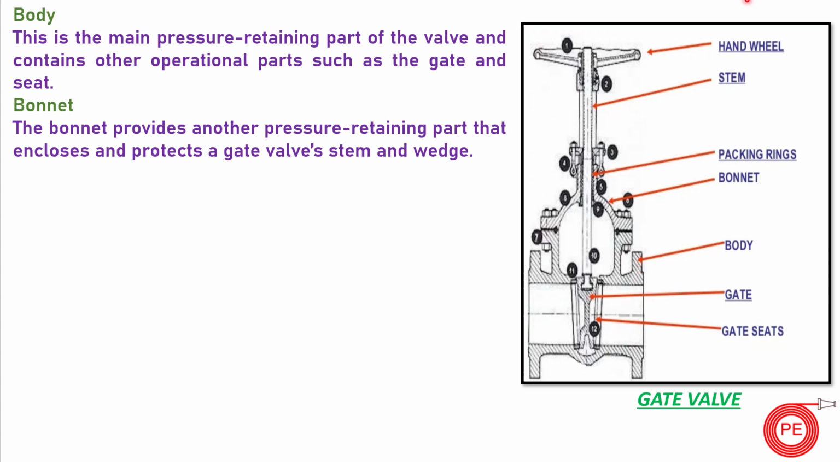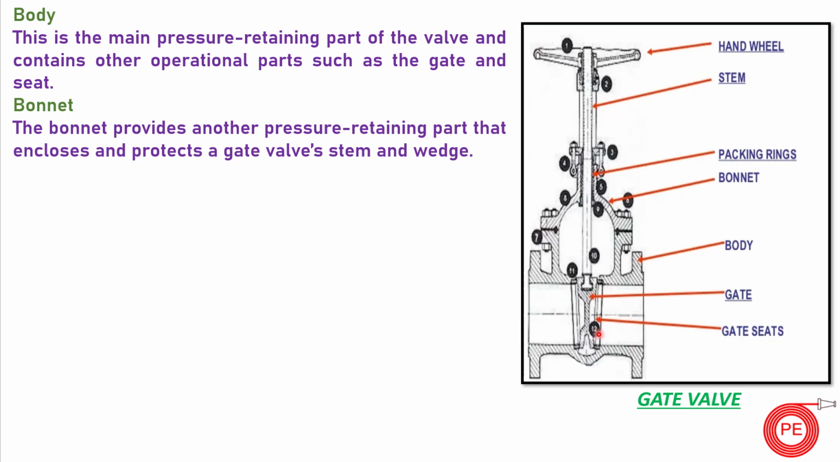Next is your gate or disc. So this is the gate here. It is the moving part that blocks or allows the flow. So basically this is the one which will restrict the flow, or which will allow the flow to open. So when the gate is fully lowered, the flow is shut, or when lifted, the flow resumes freely.